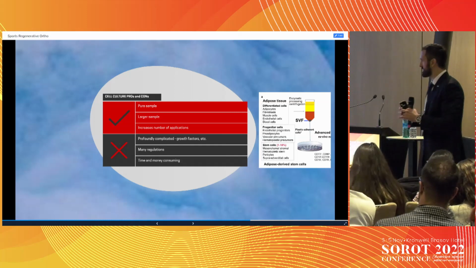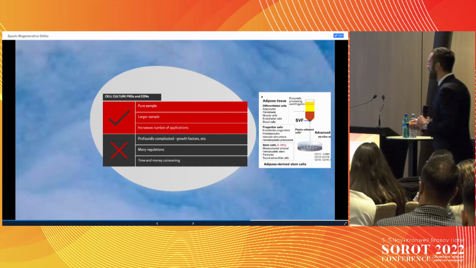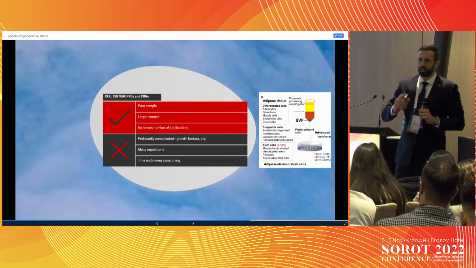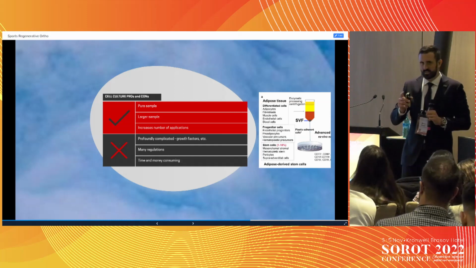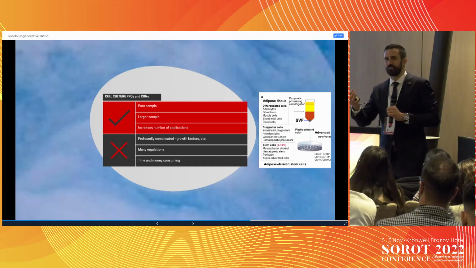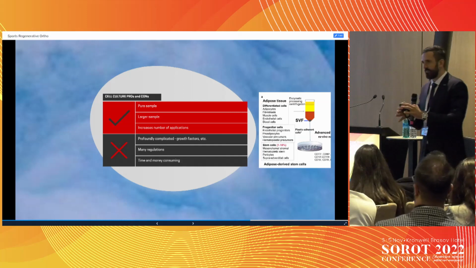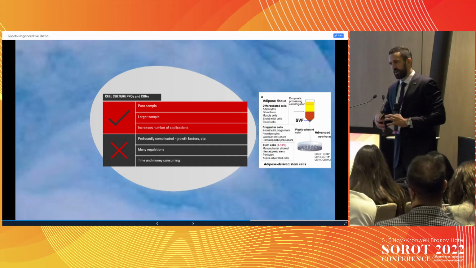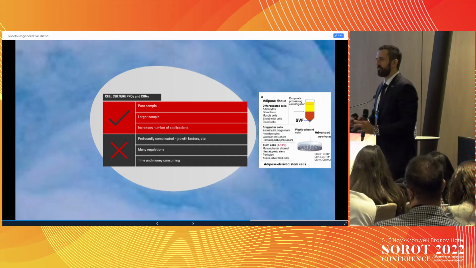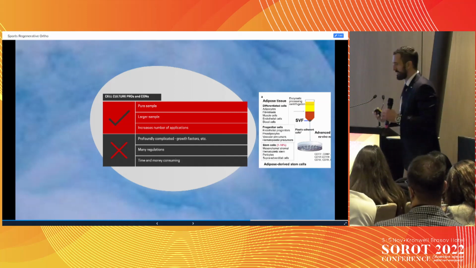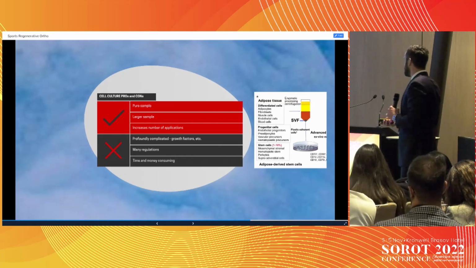I believe it's the same in the whole European Union. And it's of course time and money consuming. Large RCTs have shown that there are better results when injecting SVF, so the freshly prepared mesh tissue, than the pure culture, because it has more of that signaling effect.